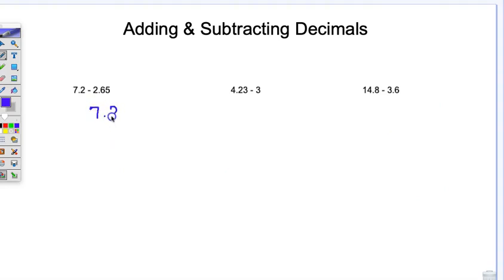In the first example, we are going to take 7.2 and we are going to subtract 2.65. Again, adding that place value of a 0 here will definitely help you. We cannot take away 5 from 0, so we do need to borrow from this 2, leaving a 1. This becomes a 10. 10 take away 5 is 5.